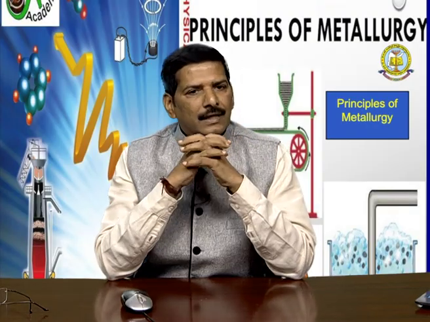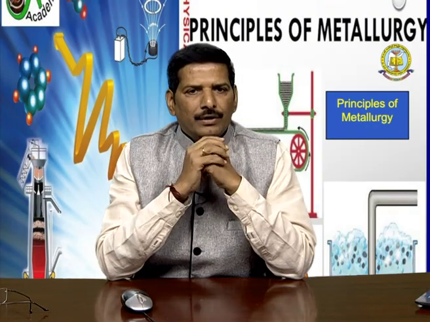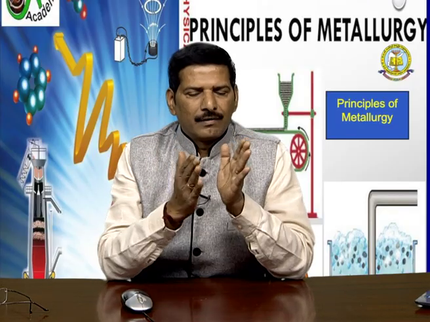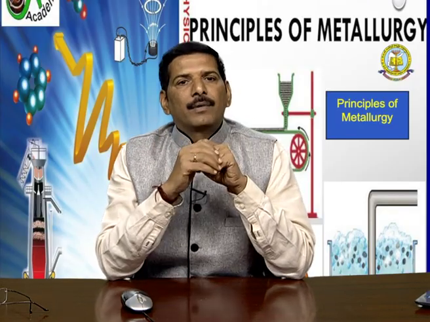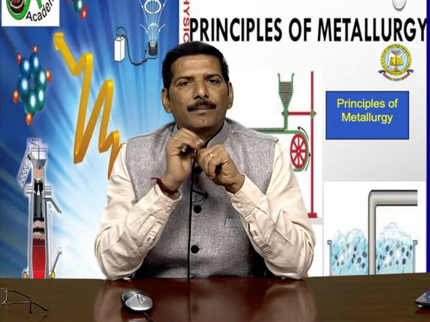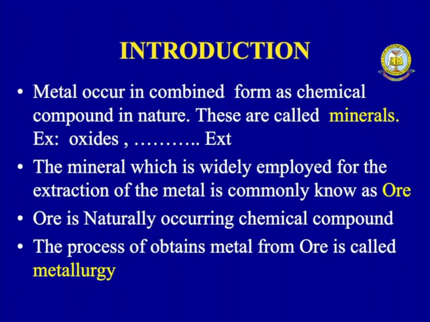After listening to the lesson, we have to gain knowledge about the following things. First, the introduction. Just now I told you that metals are not available in the free state. They are available in a combined form as chemical compounds in nature, which are called minerals. The minerals are like oxides, carbonates, silicates, chlorides, sulfides, sulfates, etc. So different minerals are available in the earth crust.